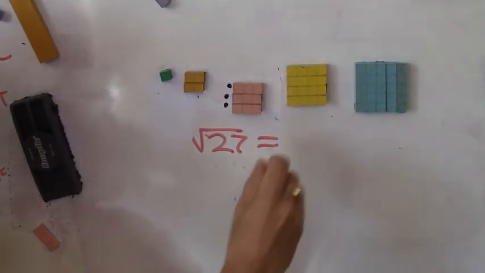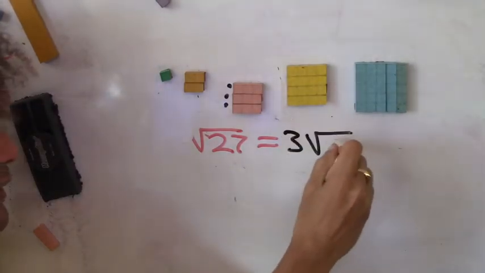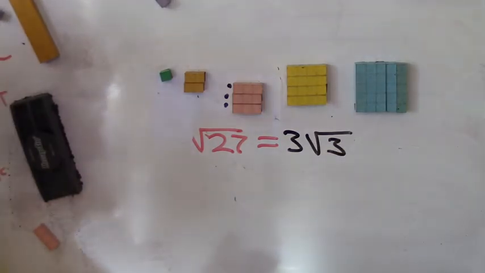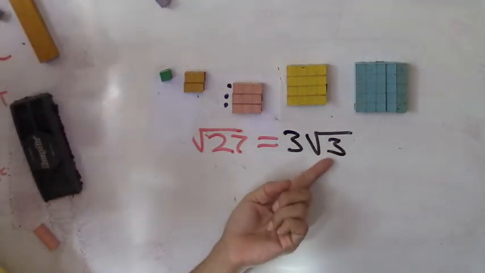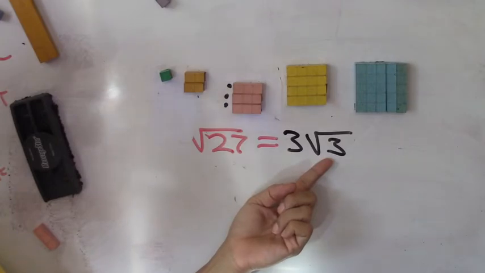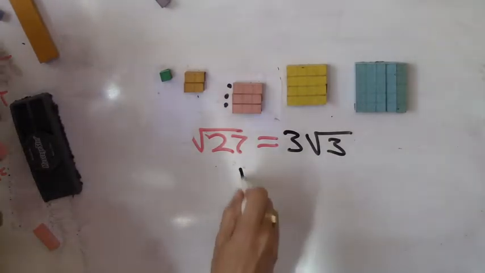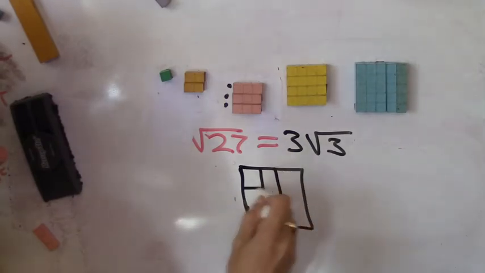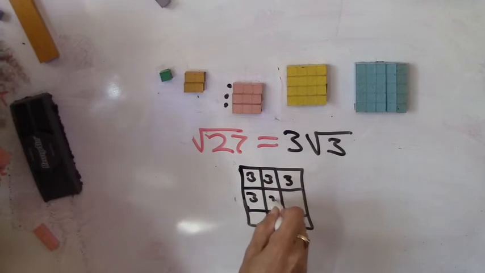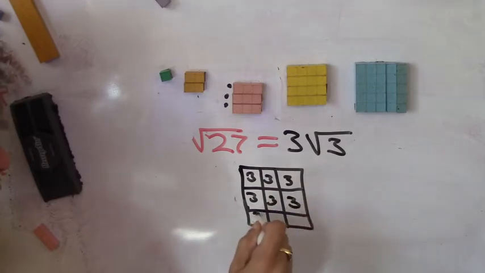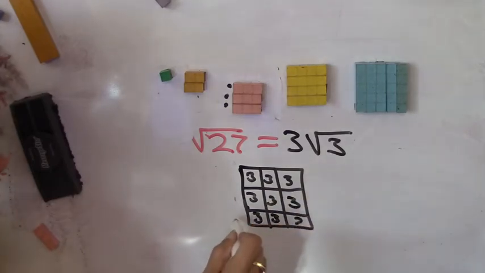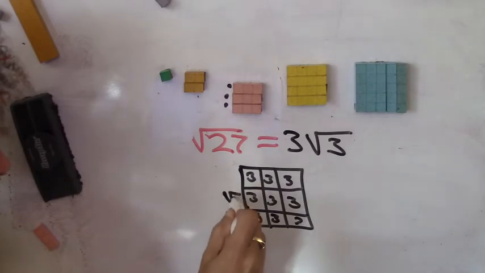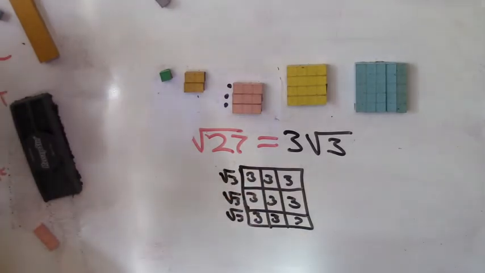Yeah, 3 square roots of 3. Right, because each one of these squares is 3. 3, 3, 3, 3. Pay no attention to the fact that I can't draw a square. 3, 3, 3. So what do I have? I have a square root of 3. I have another square root of 3. I have another square root of 3.